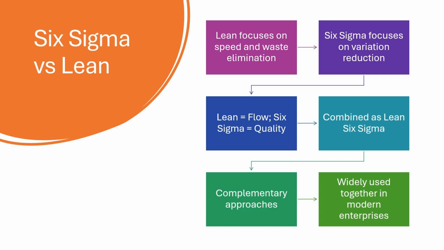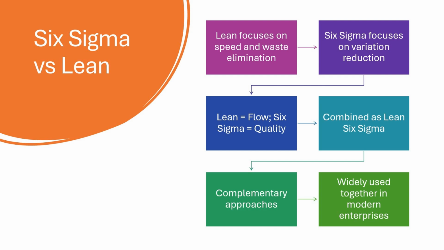Let's quickly compare Six Sigma versus Lean. The Lean focuses on speed and waste elimination. The Lean methodology aims to maximize customer value by eliminating non-value added services, which are like waste. Waste includes overproduction, waiting, transport, overprocessing, inventory, motion, and defects. There are 7 wastes here which I listed.